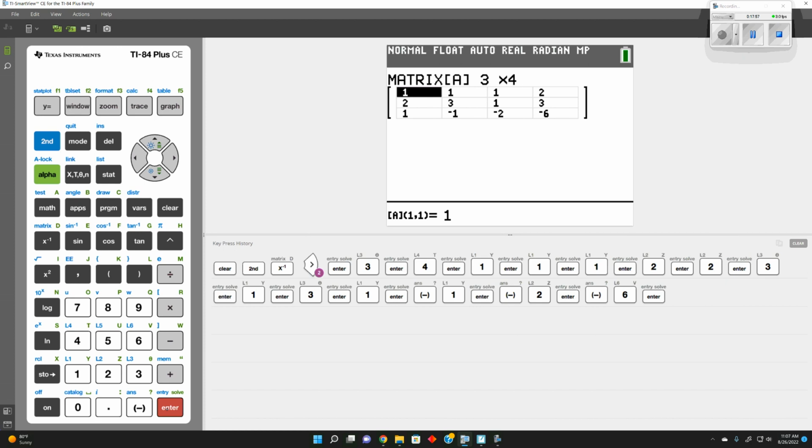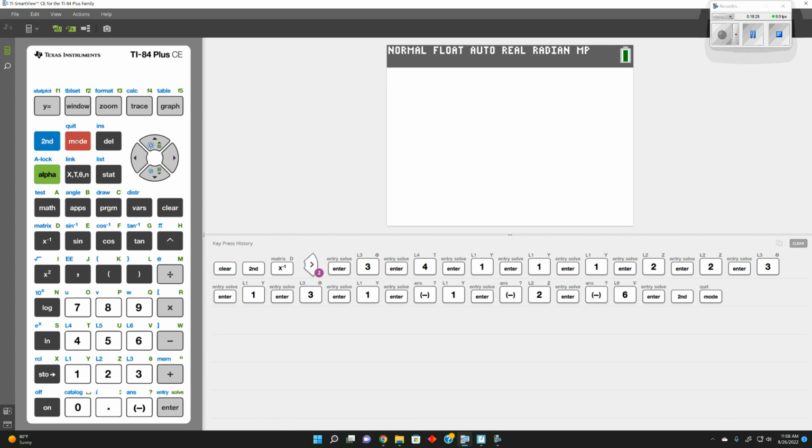So has everybody been able to type the whole thing in? Yes. Now, again, with the ones that y'all have, it won't show you all 3 rows and all 4 columns, because it just doesn't have the screen size. So once you get the whole thing in, we're going to hit second mode, second quit, and it'll take you back to the home screen. So it's still in there. We just need to do the next part.